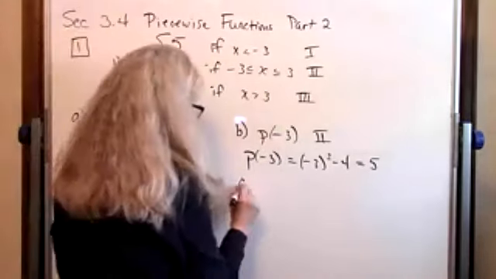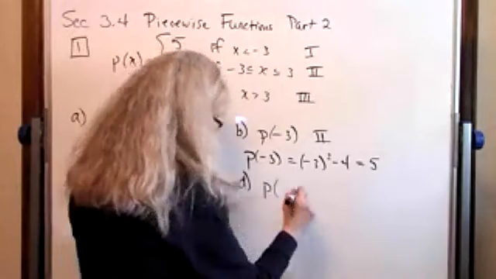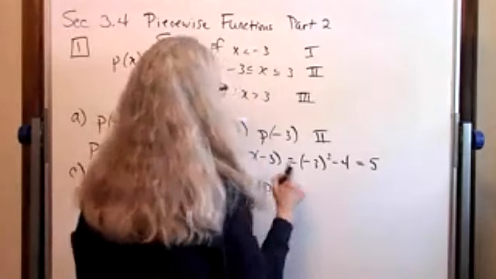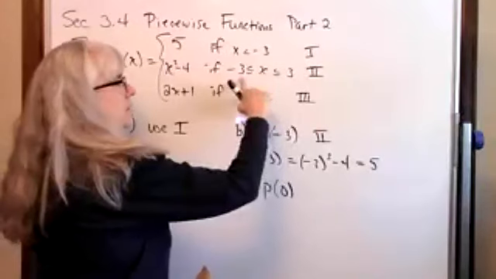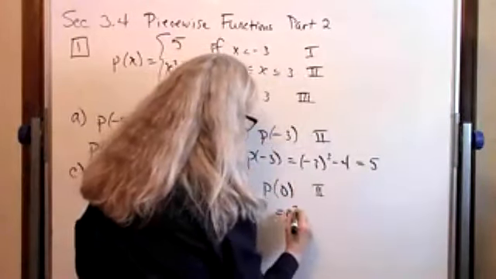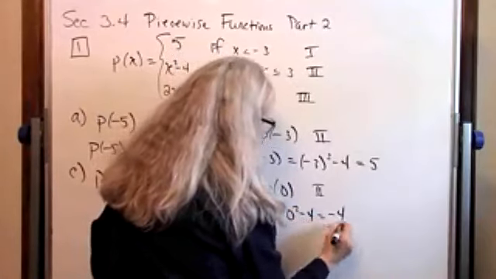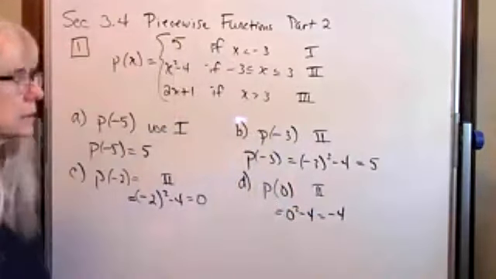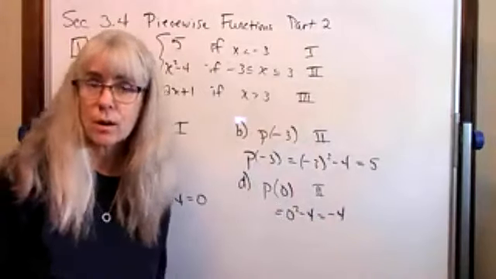Part D says, what about p of 0? So again, p of 0. 0 falls between negative 3 and 3. So again, we're using piece 2. And that's going to be equal to 0 squared minus 4, which gives me negative 4. So we could be building little x and y tables to help us graph here if we were graphing this one.